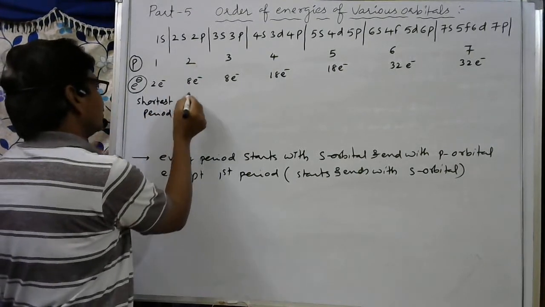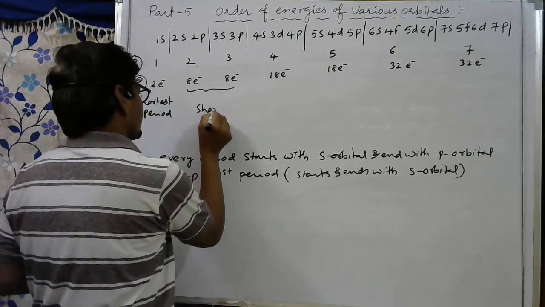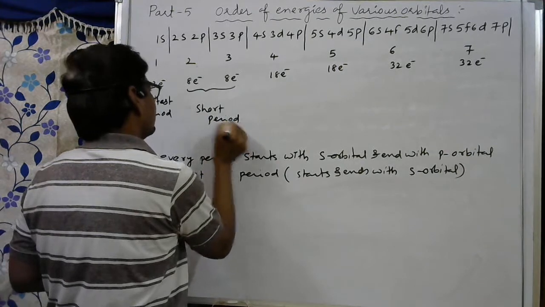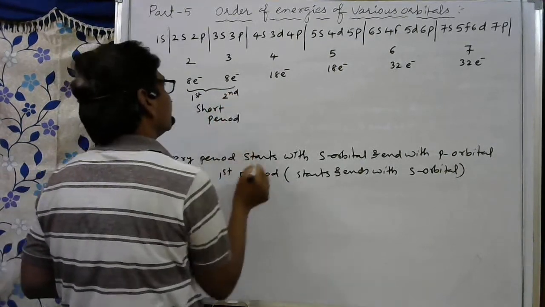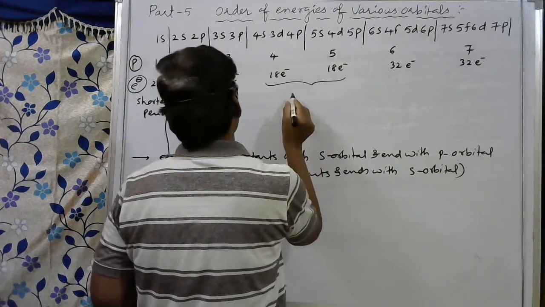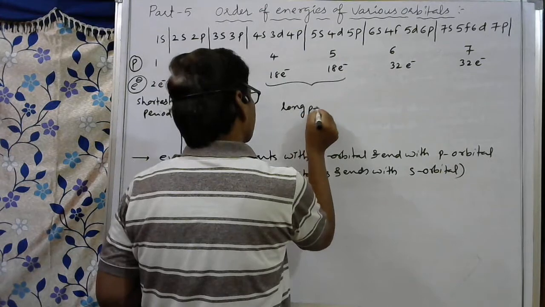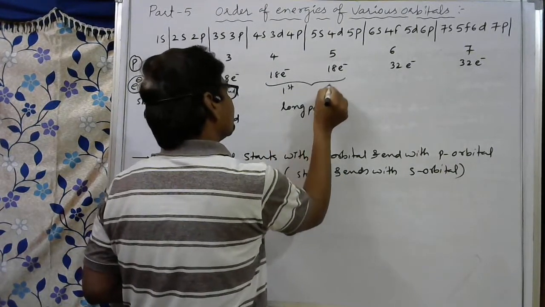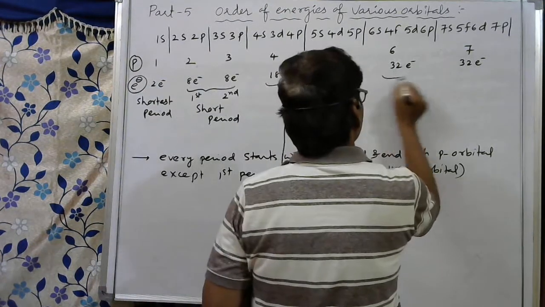These two are short periods. This is the first short period. This is the second short period. And these two are long periods in the periodic table. This is the first long period. This is the second long period. Here these two are now.